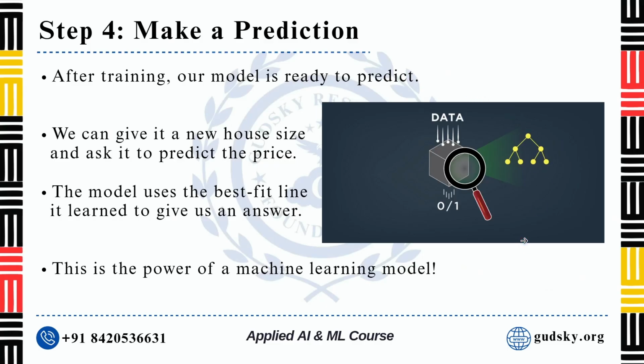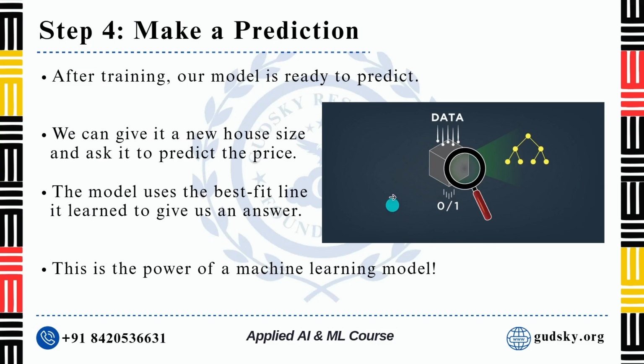The training is done and now our model is predictive. This is the ultimate payoff. We can now give the model a brand new house size, a house it has never seen before, and ask it to predict the price. It uses the straight line it learned to immediately give us the best possible estimate. This is the simple, powerful magic of a machine learning prediction.